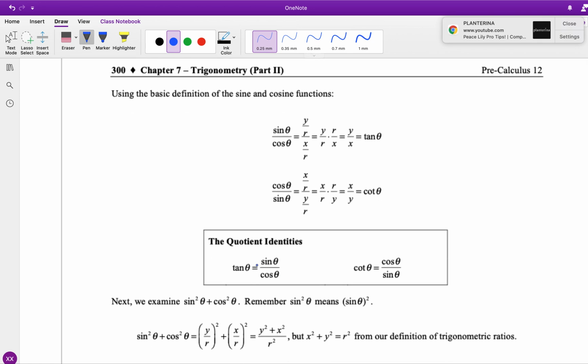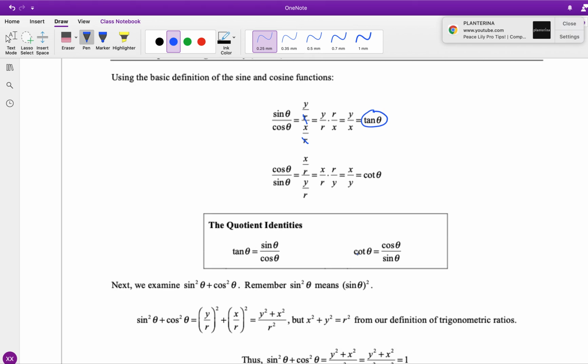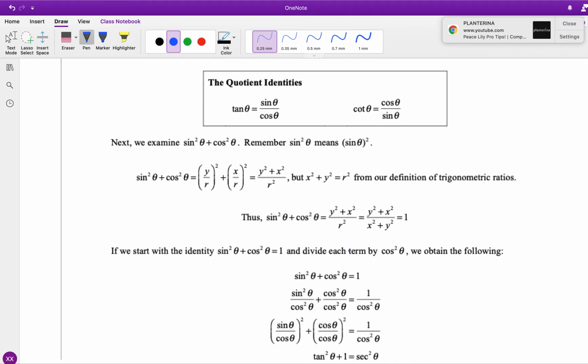Now, we also know tangent, as a matter of fact, is sine over cosine. Why? Because tangent is y over x. Now, sine is y over r, cosine is x over r. So the r and r cancel each other. Therefore, you have just y over x, and then that's your tangent. Similarly, cotangent is cosine over sine.